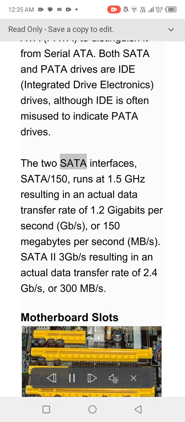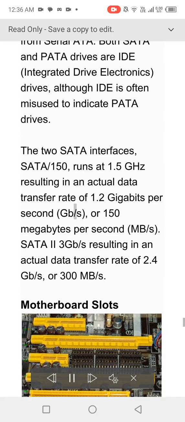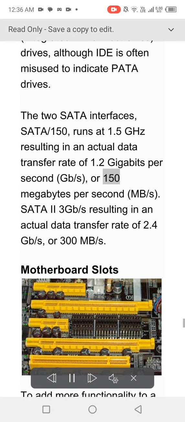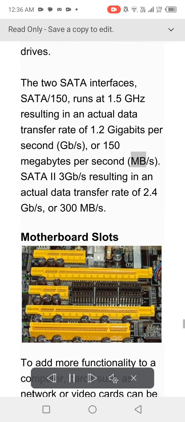The first SATA interface, SATA/150, runs at 1.5 GHz, resulting in an actual data transfer rate of 1.2 gigabits per second, Gb/s, or 150 megabytes per second, MB/s.